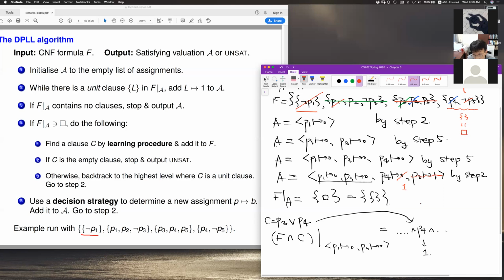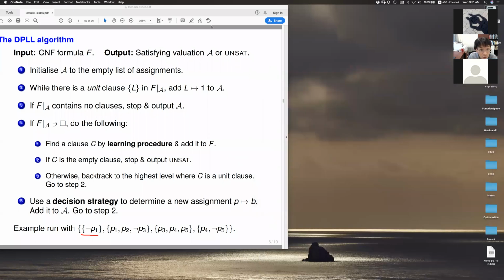I mean, this doesn't exist. And then if you keep doing this, this will lead to a satisfying assignment for this problem. Okay, so that's some explanation of this algorithm. Let's go back.